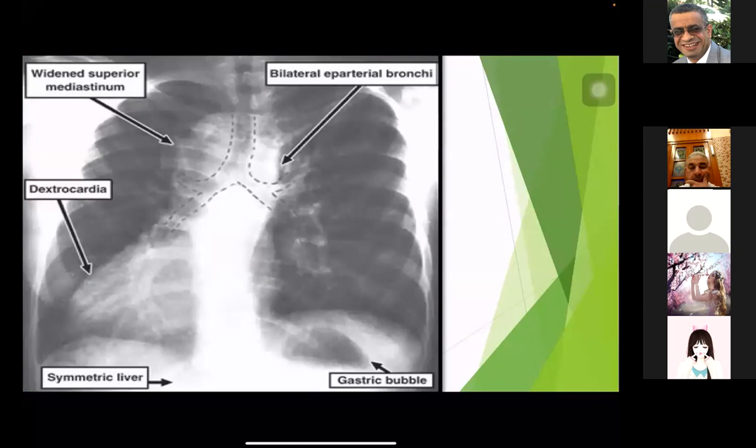In this patient with dextrocardia, the right hemidiaphragm will be lower than the left hemidiaphragm. We mentioned that in normal people, the left hemidiaphragm is usually lower than the right because the heaviness of the heart lies on the left hemidiaphragm. While in a dextrocardia patient, it is vice versa, because the heaviness of the heart lies on the right hemidiaphragm. So these patients will have the left hemidiaphragm usually higher than the right hemidiaphragm.